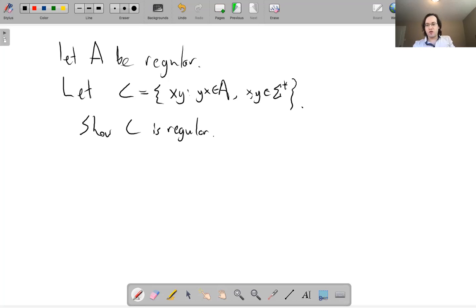One way of doing this that sometimes helps is what I call the language pair of states trick. So step one is we need a DFA for A. Now we know there exists one, so let's use some notation to denote it.